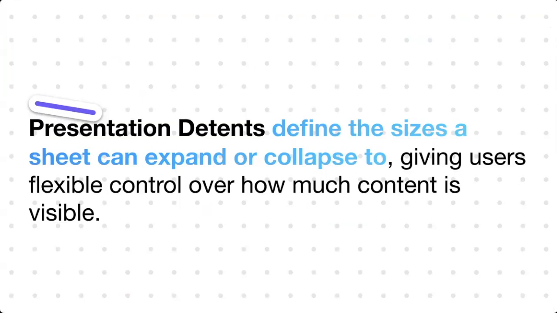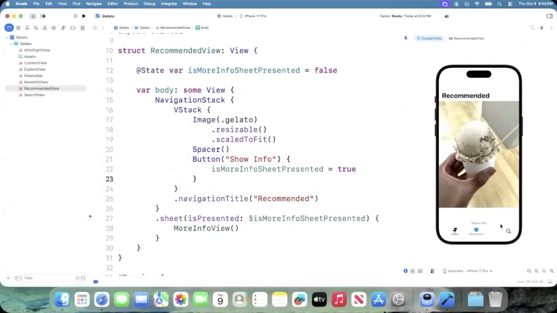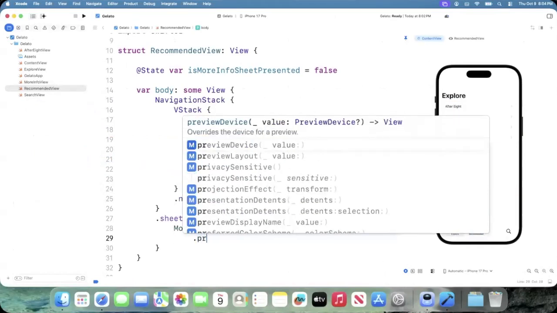So think of it like your sheet is clicking into place at different places as you drag it up. This gives the user flexibility over how much of the content they want to see, and how much of the background content they want to take over with that space. So let's take a look at how we can implement that. To implement presentation detents, all we need to do is come down here and type .presentationDetents.